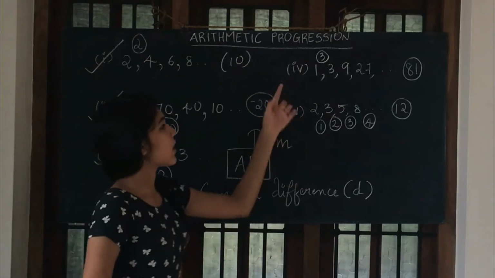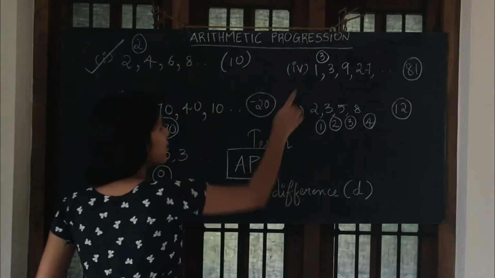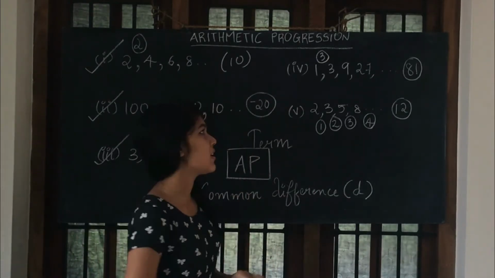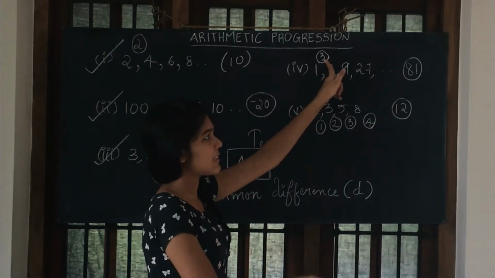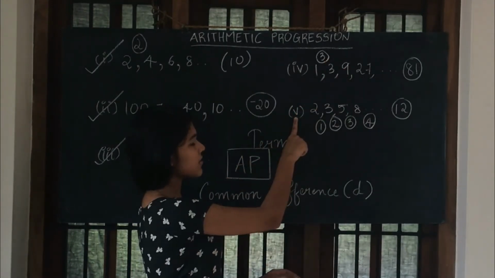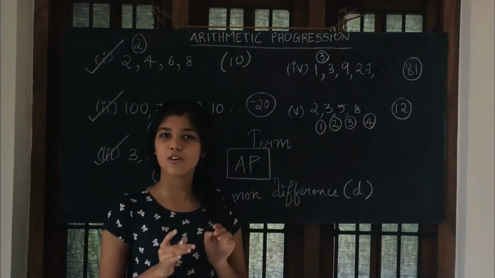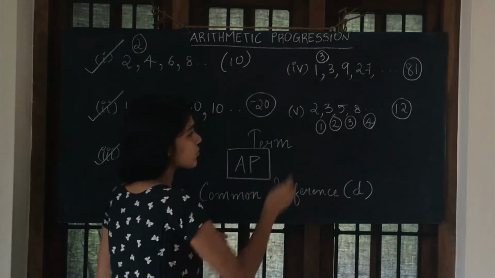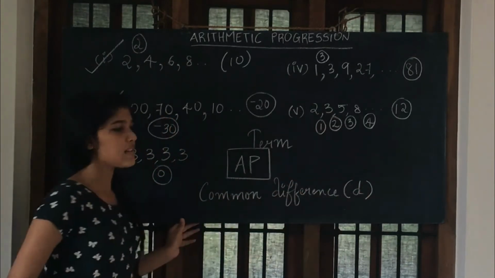Now let's check why the fourth and fifth series were not an AP. In the fourth, we are not adding a number. Rather, we are multiplying a number to each term to get the next term. In the fifth one, we are adding a number, but that number we are adding is not a fixed number. That is, it keeps on changing. That is, we are adding 1 to the first term, 2 to the second term, and so on.